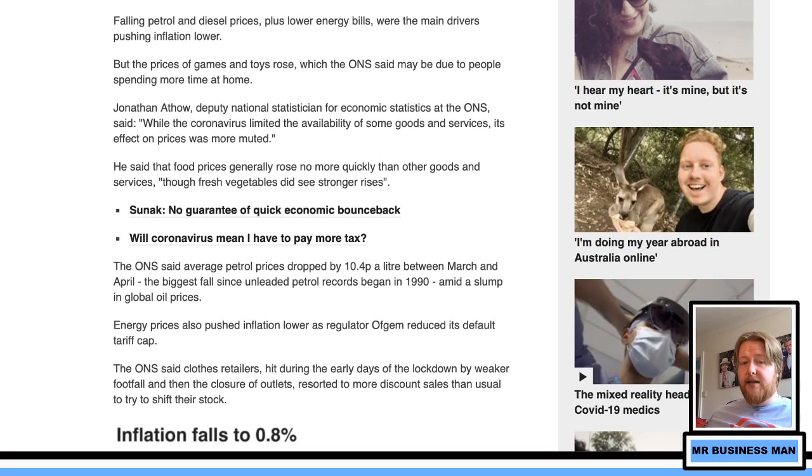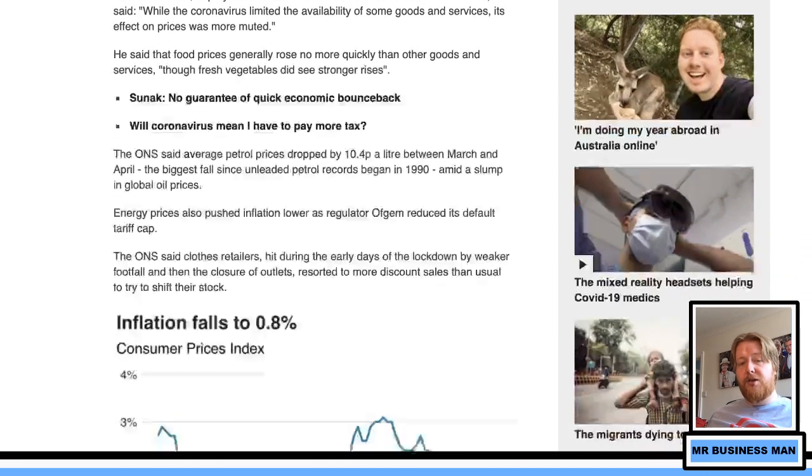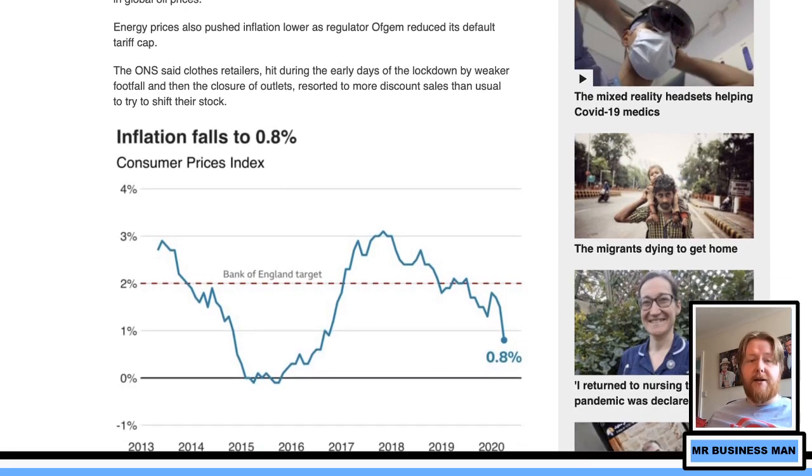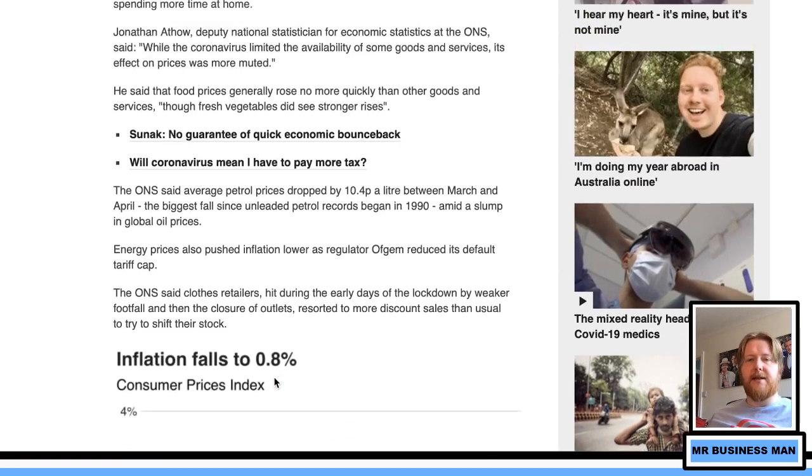He said that clothes retailers, hit during the early stages of lockdown by weaker footfall and then the closure of outlets, resorted to more discount sales than usual, taking inflation to 0.8%. So essentially the value of the pound is still falling slightly, 0.8%. In terms of this, we did actually have a little bit of negative at a bad time here, wasn't it? We had a real stalling in the market of things like that.